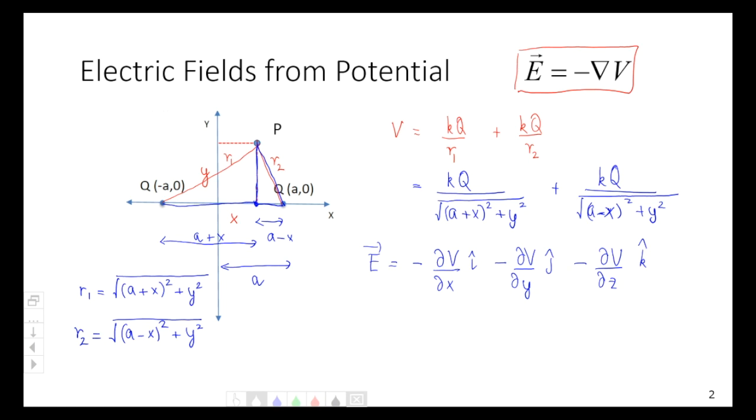Now, in this particular example, where the two charges and the point P are on the xy plane, the partial derivative of V with respect to z is 0 because the potential function has no z dependence. Let me also remind you that the partial derivative of V with respect to x is the derivative of a function which is both a function of x and y, but taken while the second variable y is kept constant.